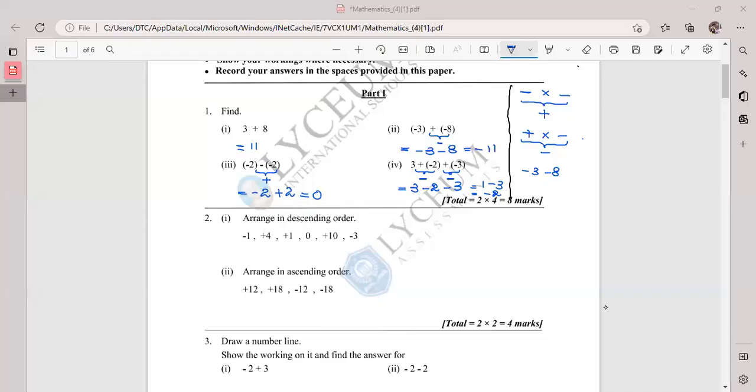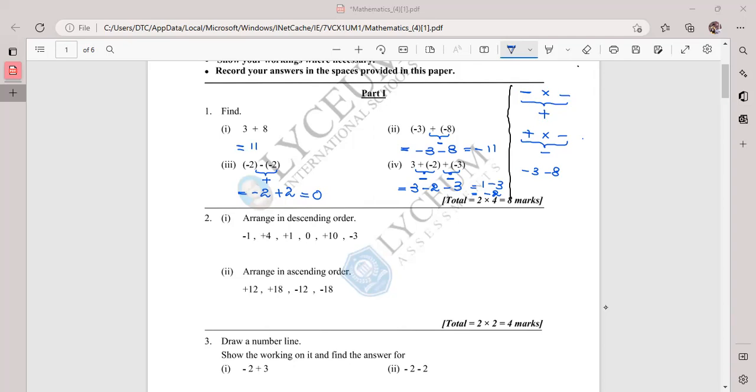The second question: you want to arrange the given numbers in descending order and ascending order. I know that most of you have a problem with whether it is ascending or descending, and from which number to start, the smallest one or the biggest one. Ascending means you are climbing up, so you start from the smallest one. Descending means going down, so you start from the biggest value.